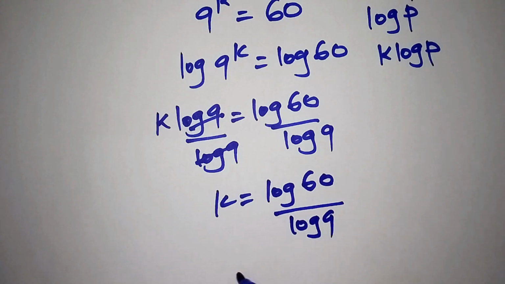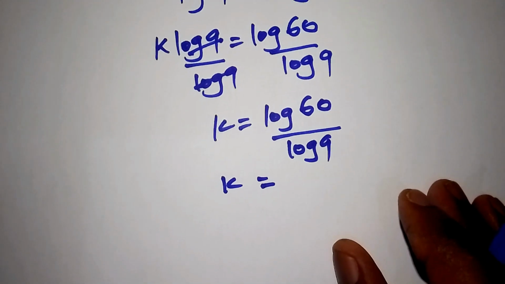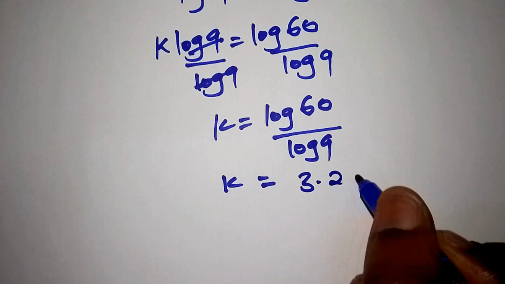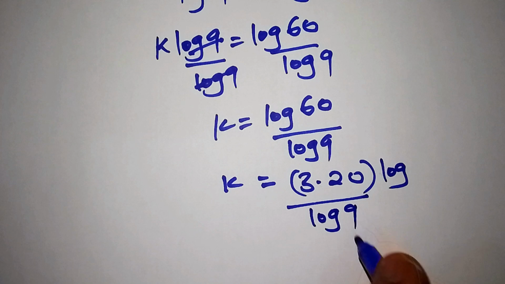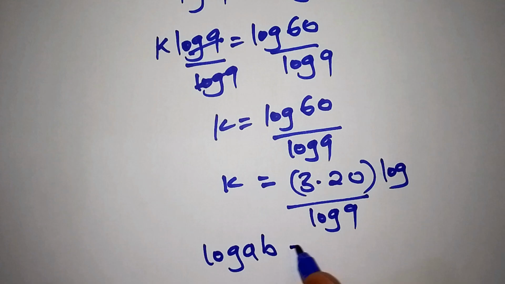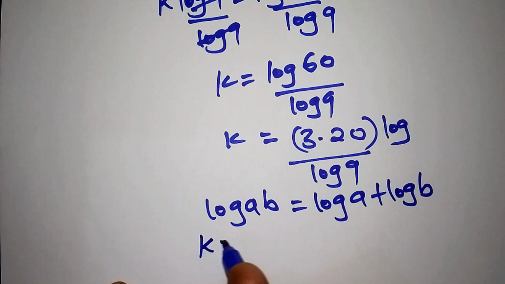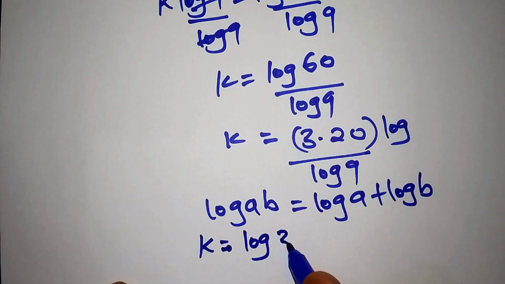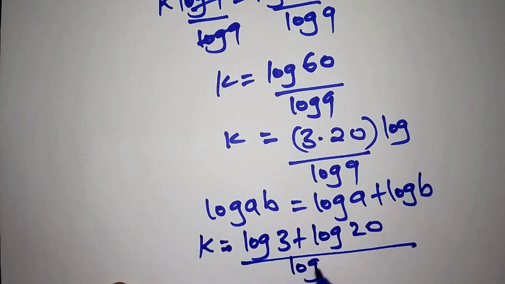so that now k is equal to the log of 60 all over the log of 9. When you simplify, the log 60 can also be written as the log of 3 multiplied by 20, all over the log of 9. Assuming that we have, for example, the log of a multiplied by b, this can also be written as the log of a plus the log of b. Therefore k is equal to the log of 3 plus the log of 20, all over the log of 9.